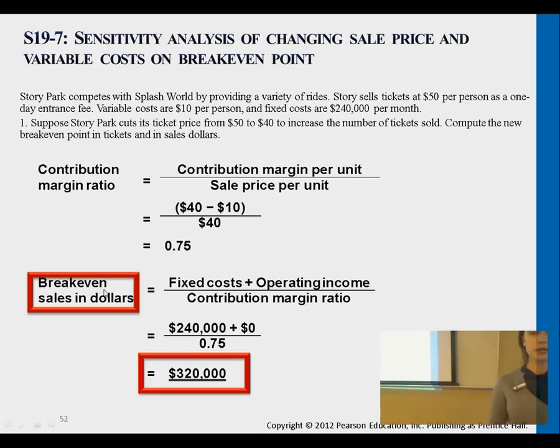The next step is to use the formula for break-even sales in dollars, which is fixed costs plus operating income divided by contribution margin ratio. So you make two calculations to find your break-even sales in dollars. It's 240,000, operating income is 0, divided by 0.75. And so we found our break-even sales in dollars as 320,000. Makes sense?